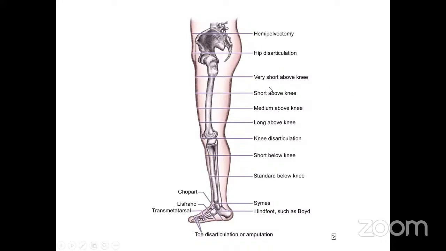Gritti-Stokes is through the transfemoral level, Syme's is through the ankle, Boyd's is through the calcaneum, and Chopart is through Chopart's joint. You know where Chopart's joint is? Chopart's joint is the mid-tarsal joint, the talonavicular and calcaneocuboid joints. And Lisfranc's joint is the tarsometatarsal joint.